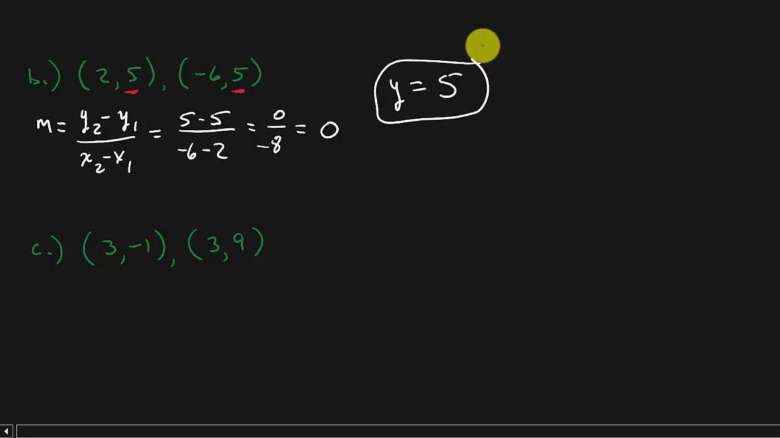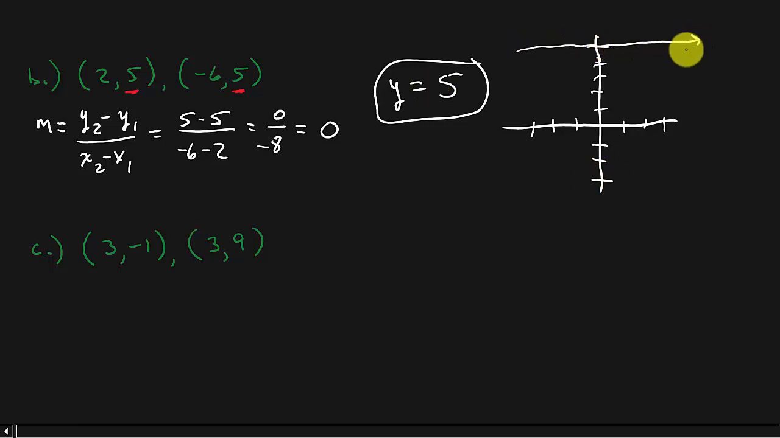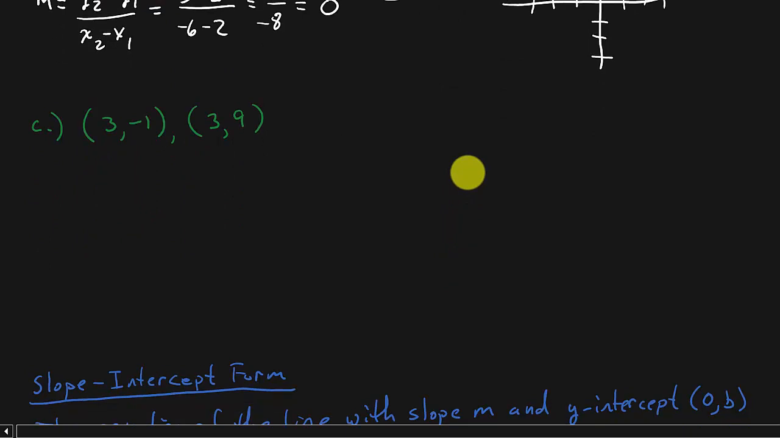All right. And I mean, we could even go further and graph this thing. So y equals 5, if we graph it, that's a horizontal line passing through where y equals 5. And there's your graph. All right, let's work the next one.